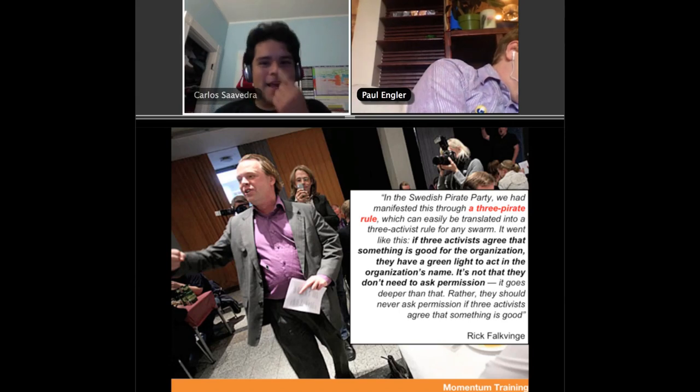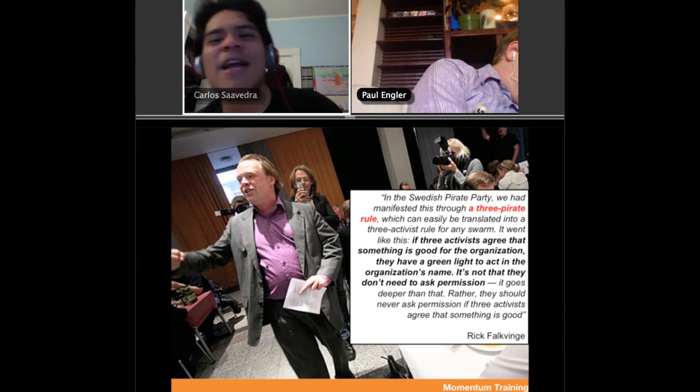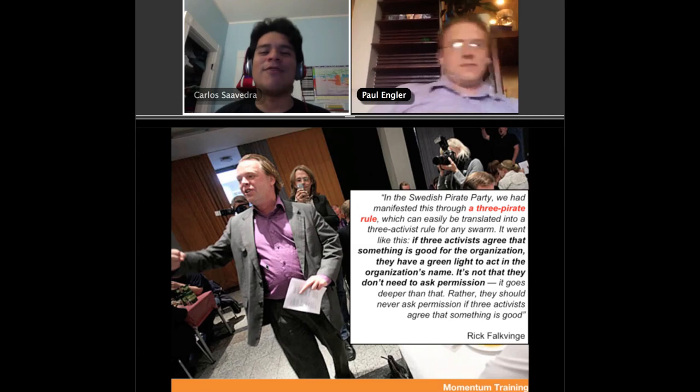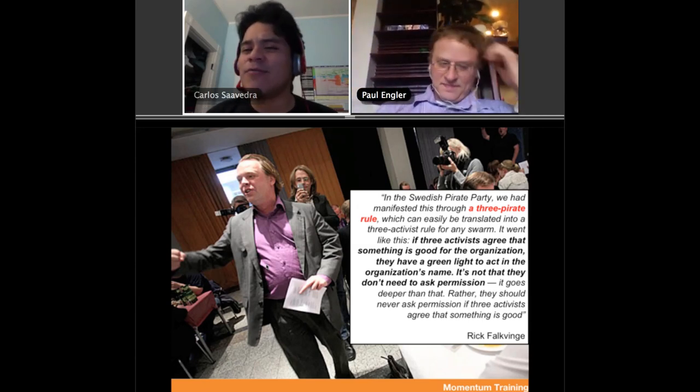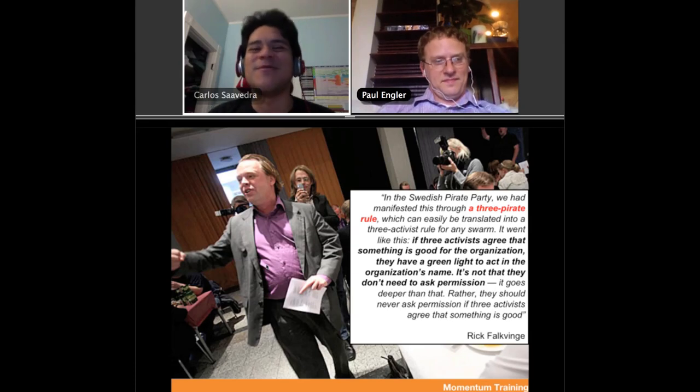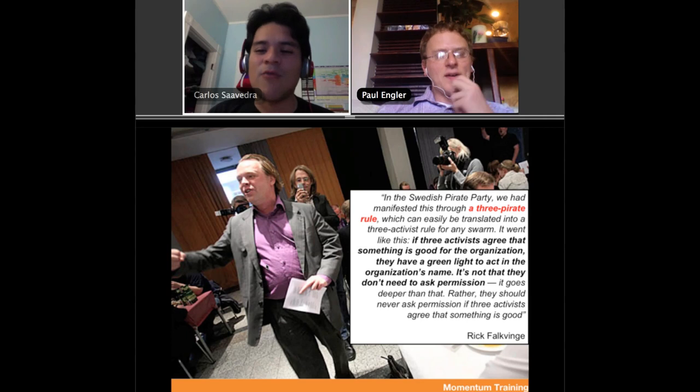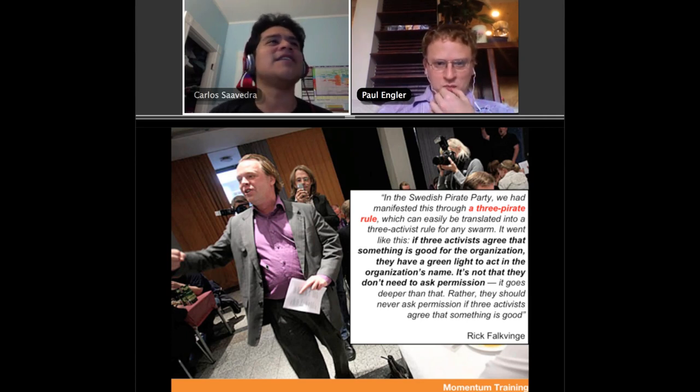But he says, in the Swedish party, we had manifested this through a three-pirate rule, which can easily be translated into a three-activist rule for any sort. It went like this. If three activists agree that something is good for the organization, they have a green light to act in the organization's name. It's not that they don't need to ask permission. It goes deeper than that. Rather, they should never ask permission if three activists agree that something is good.